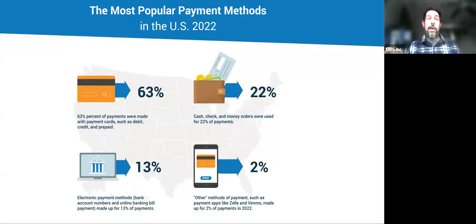And this is also encompassing not just in person, this is online, right? Because if you look at that 13% number, that 13% is referencing things like direct payments between bank accounts, like ACH payments, which stands for automated clearinghouse. That's a payment from one bank to another. Obviously, those payments cannot be made in person if you're standing there at the farm stand. So this is including both online and in person. But you can see the vast majority, 63%, are paying with a credit card.